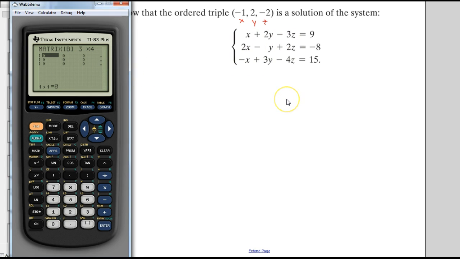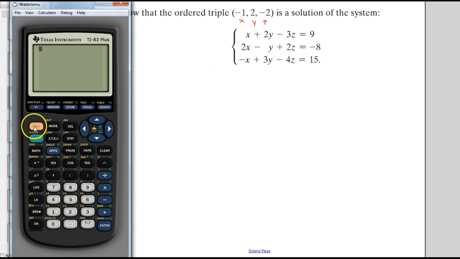But now you just plug in the numbers as you did before: 1, 2, -3, 9, and now it skips down. You just have an extra number to put in on each row, and an extra row. 2, -1, 2, -8, -1, 3, -4, 15. Okay, so there's my three equations put in.